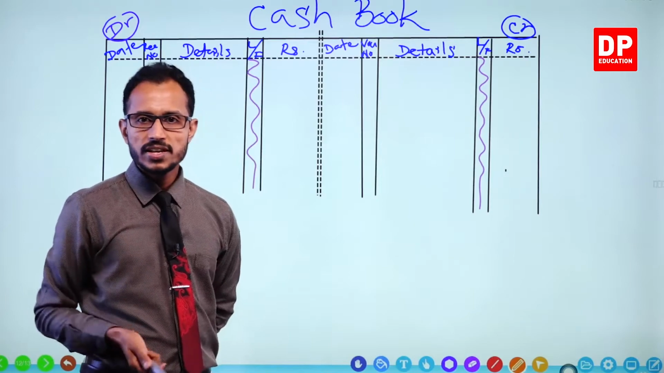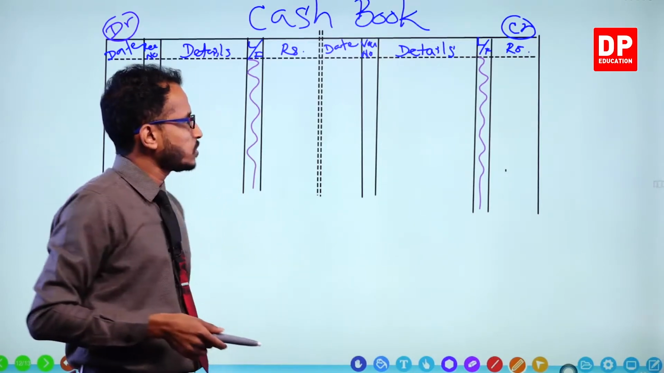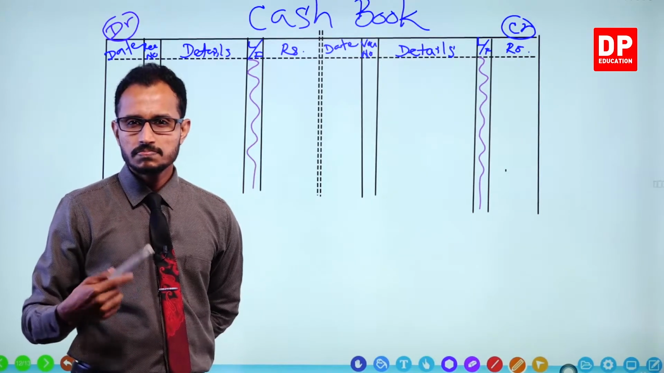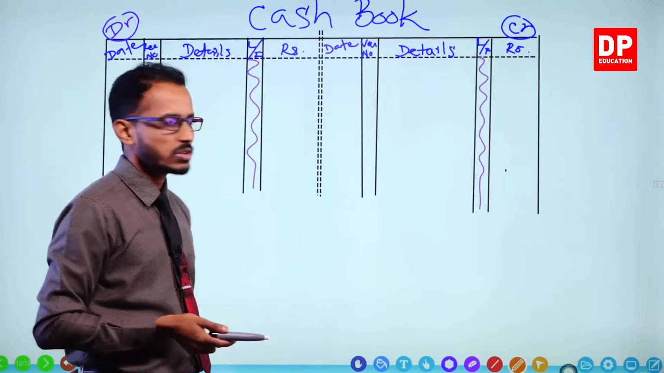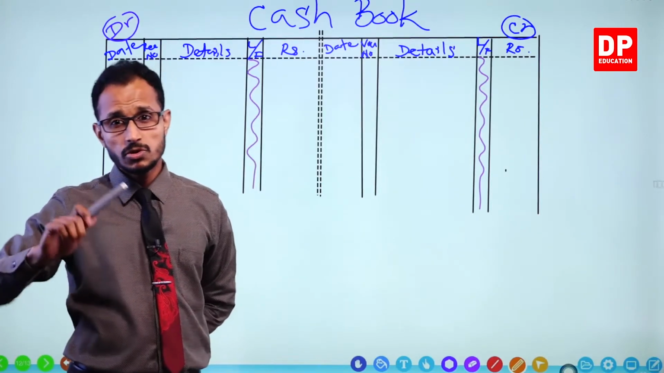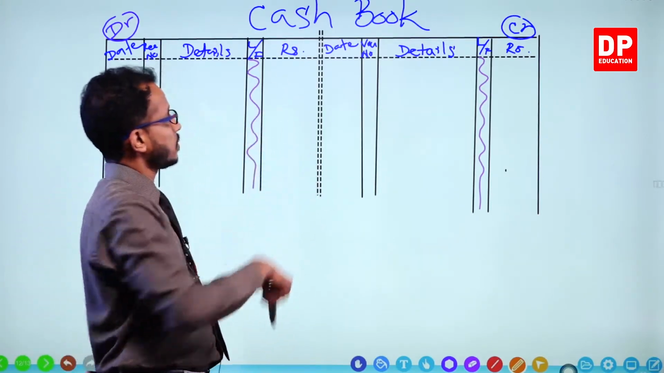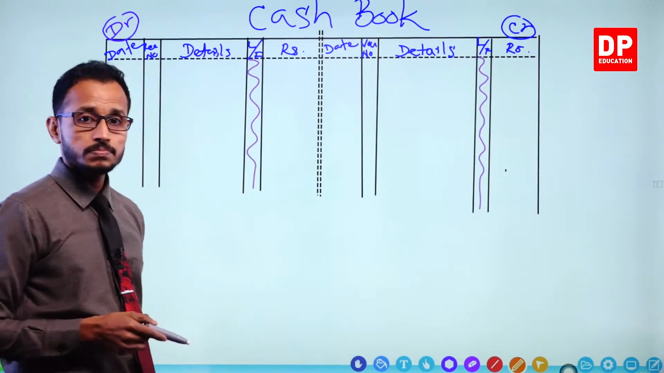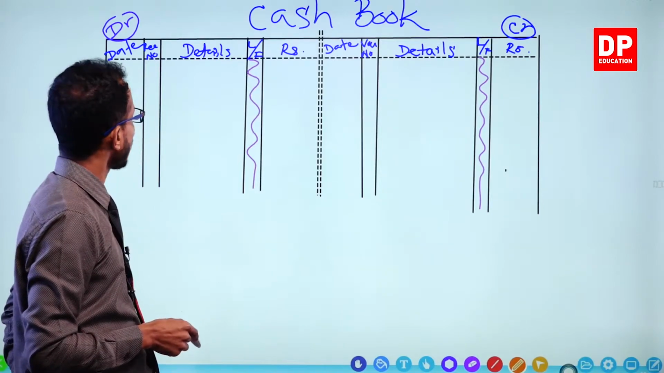Just in case you draw it, because we don't want to leave any room for a shortcoming. No shortcomings needed in our answer, so just draw the ledger folio column, although it's not needed. We have drawn it. This is the cash book. It's complete now.